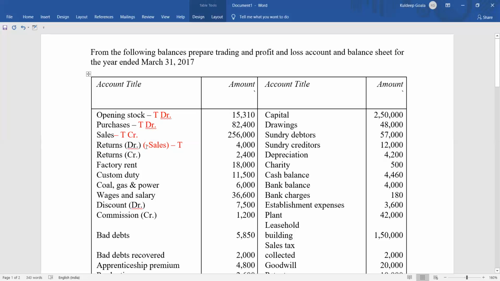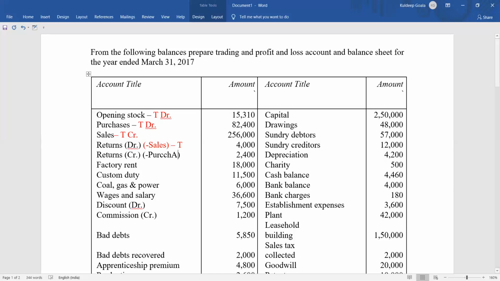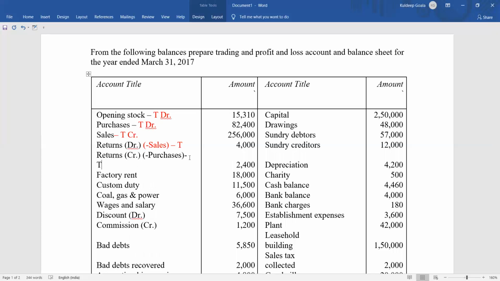Then return credit. Now what is this return credit? It is nothing but return of purchase. So it will be minus from purchases, basically in the trading account. This will also be in the trading account.